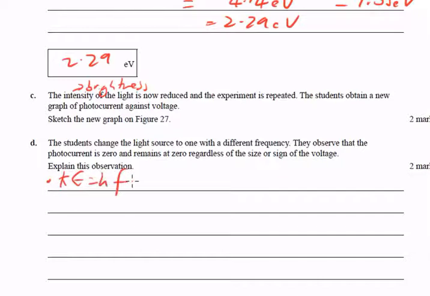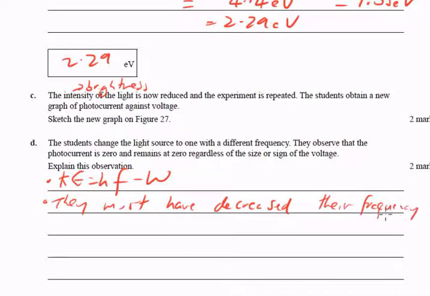So kinetic energy equals hf minus W. If f goes down, the frequency decreases, the energy of the photon decreases. So that's what's obviously happened. They must have decreased the frequency, and therefore the photons have less energy. They see that no electrons escape at all, so the photons have less energy, in fact less energy than the work function.